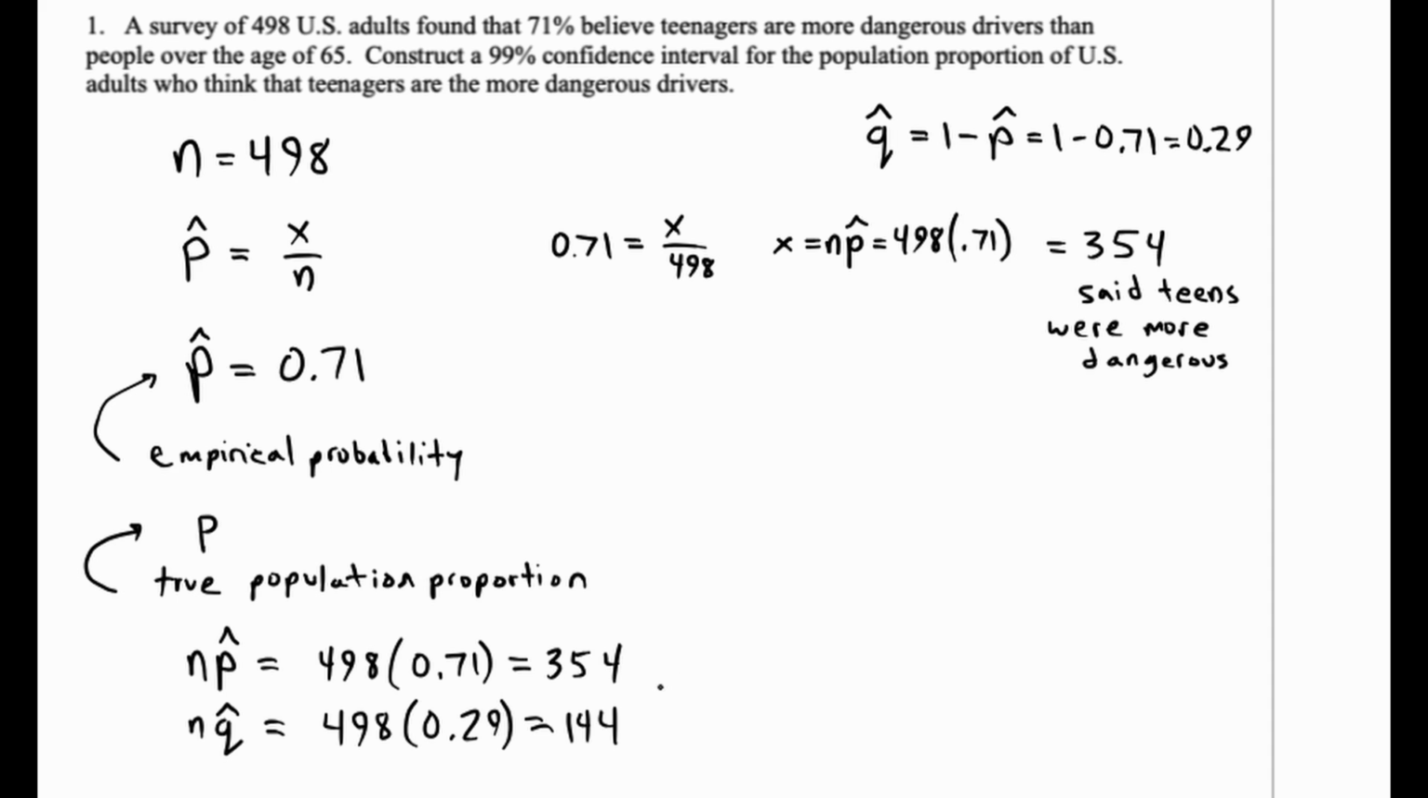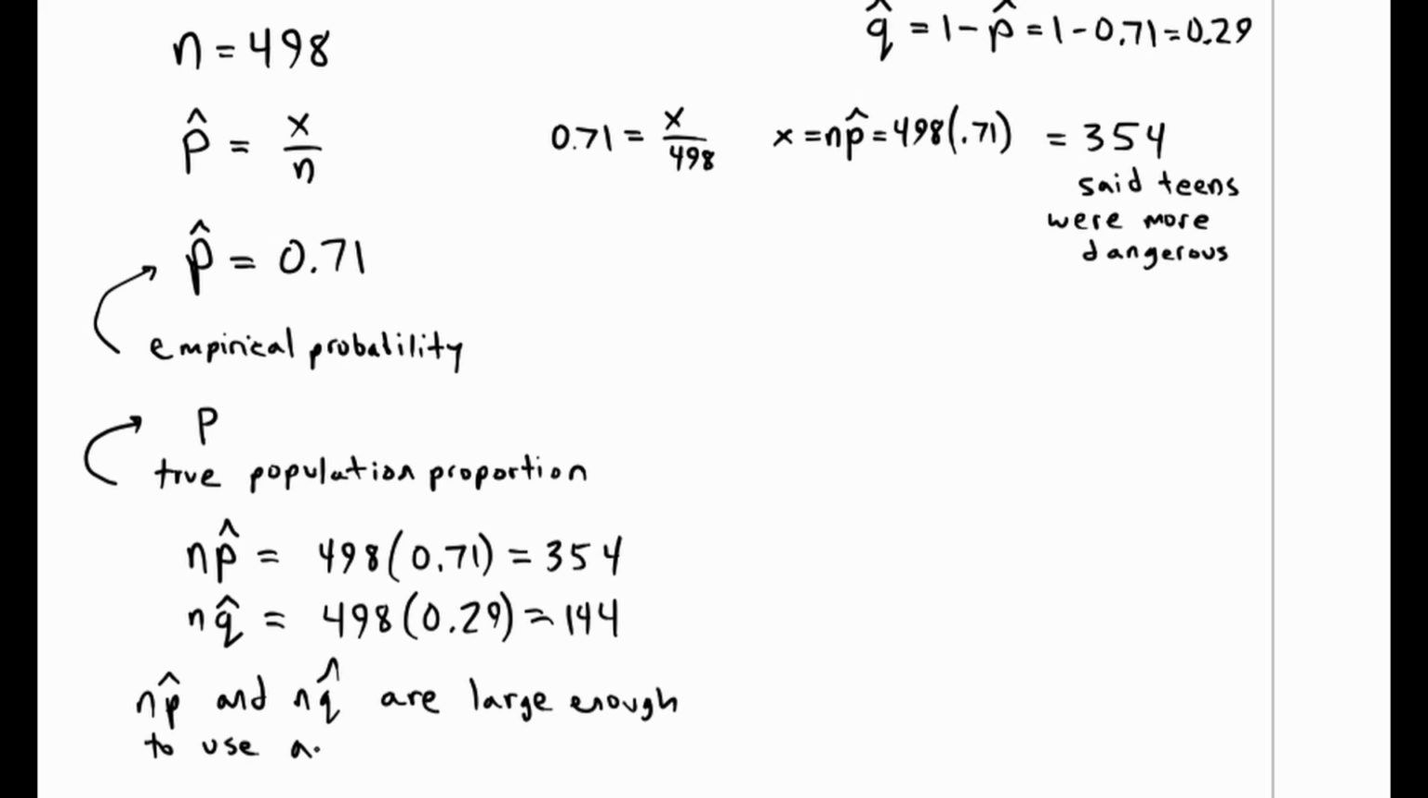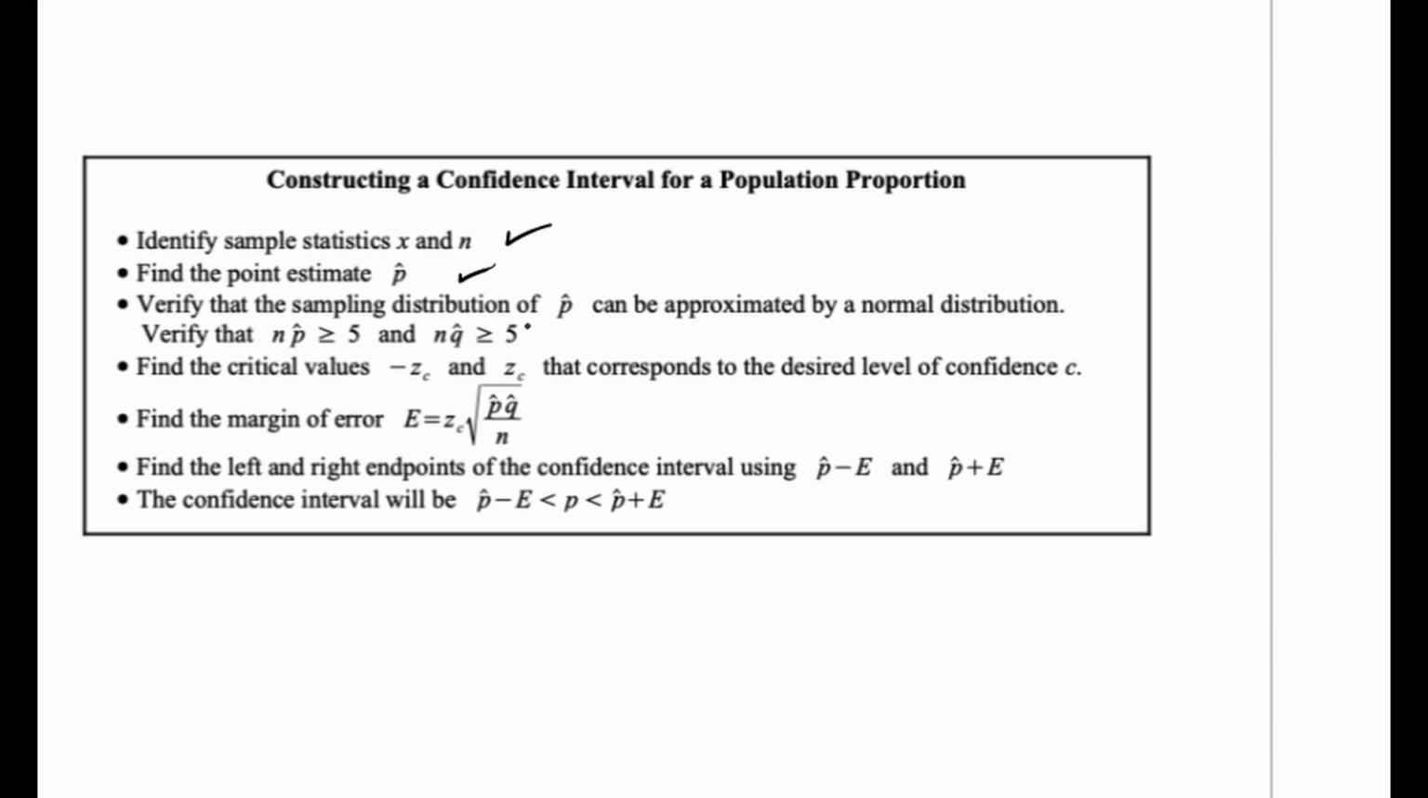So we'll say N P hat and N Q hat are large enough to use a normal sampling distribution, or to assume a normal sampling distribution. So we verified that.